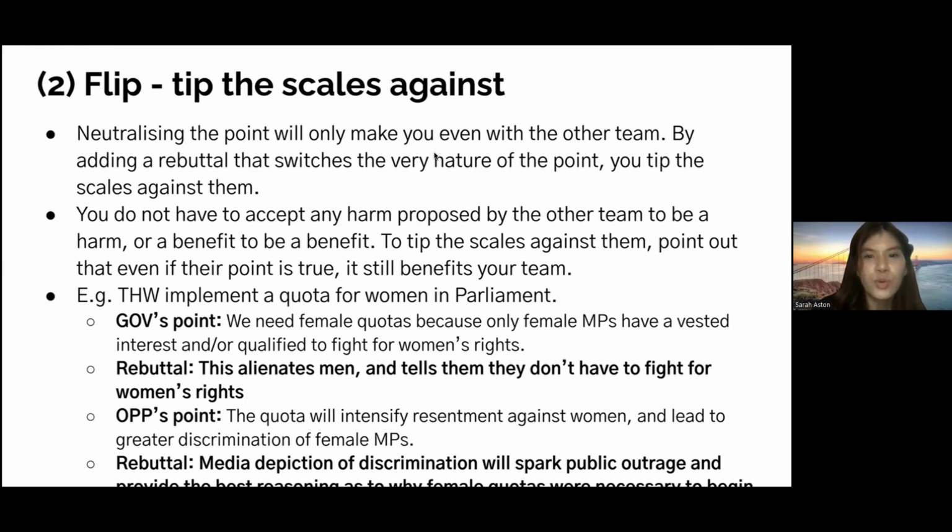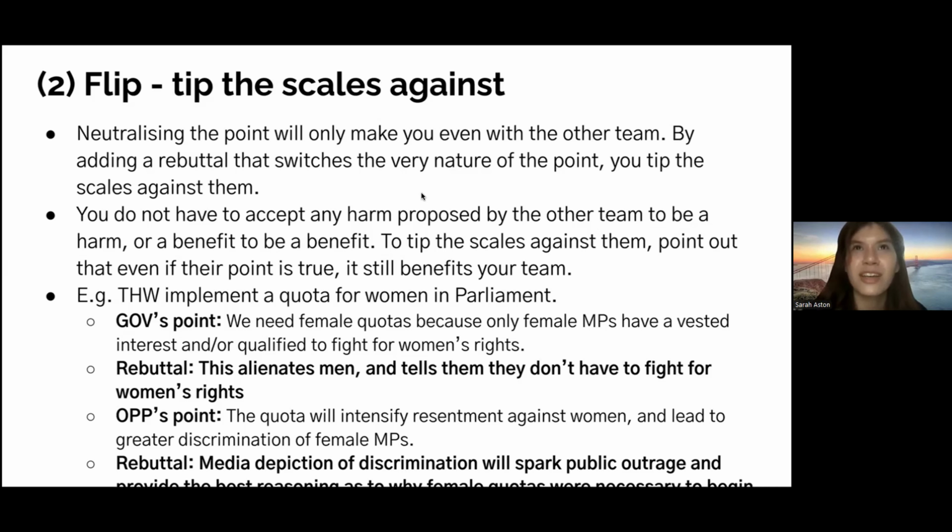So as you know, debating doesn't necessarily mean that you are able to win all forms of issues and clashes, right? So there are times where some of these particular clashes need to be a slightly tipped scale, if that makes sense. Okay, so you're able to neutralize it, right? So when you add a rebuttal that switches the very nature of the point, you've tipped the scales against them. Okay, so you don't have to accept any harm that's proposed by the other team to be a harm. Does that make sense? Or a benefit to be a benefit.